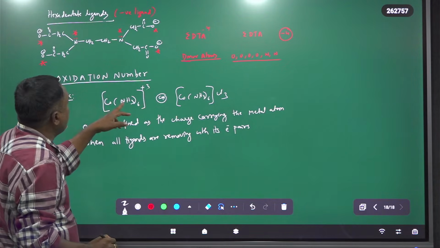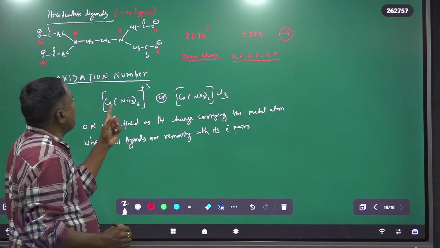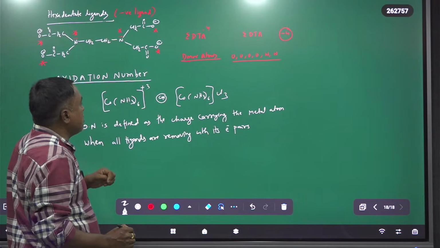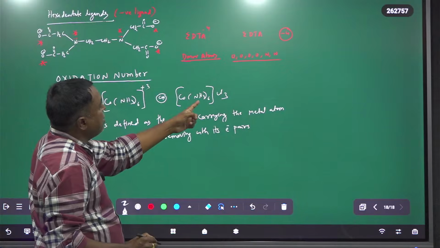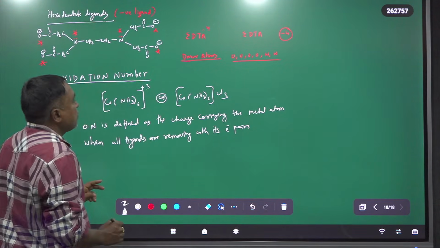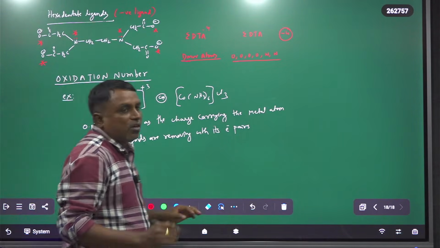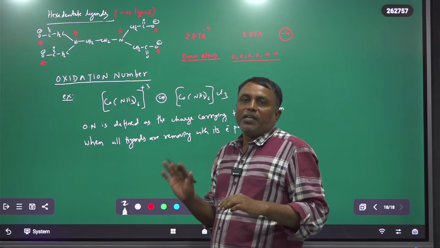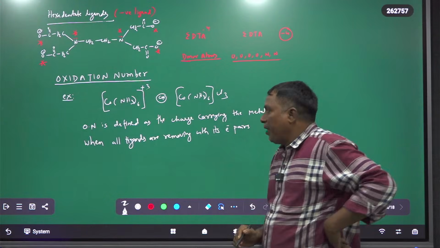For example, by removing all its electron pairs, this Co is getting what now? Plus 3 charge. So here also by removing 6 NH3 and 3 Cl, the NH3 is the ligand and Cl is also another ligand. So actually what is meant by oxidation number? Oxidation number is the charge present on the central atom when all ligands are removed with their electron pairs.